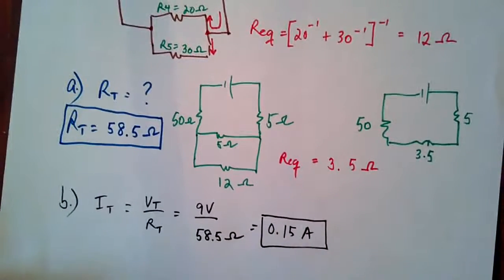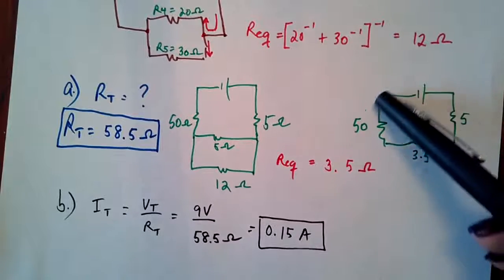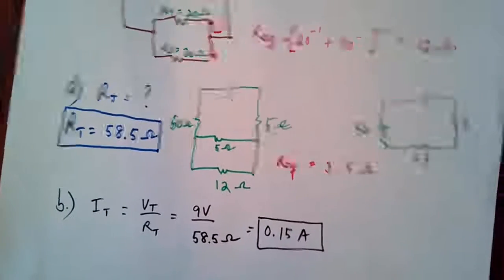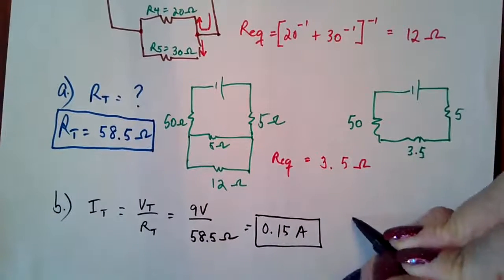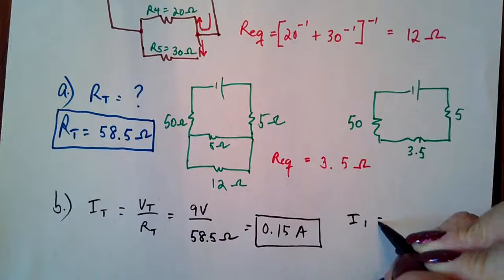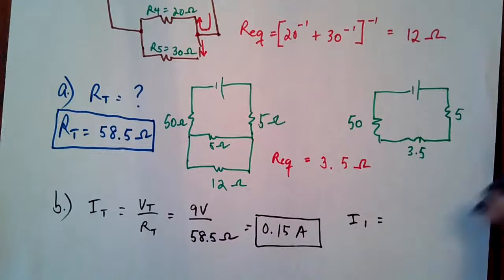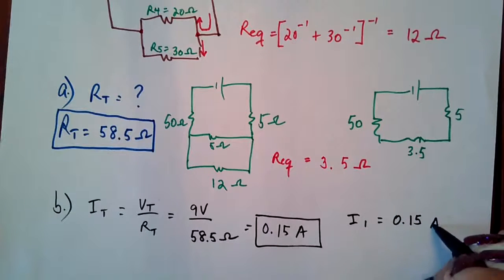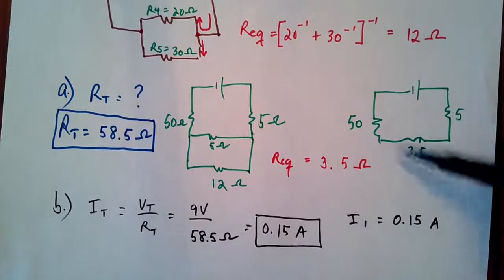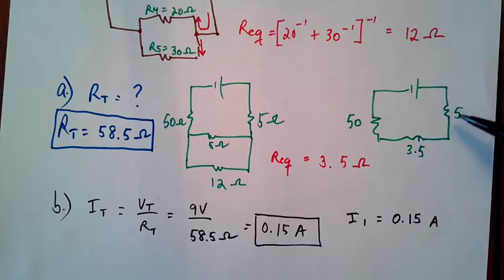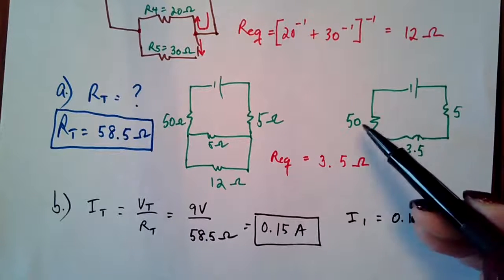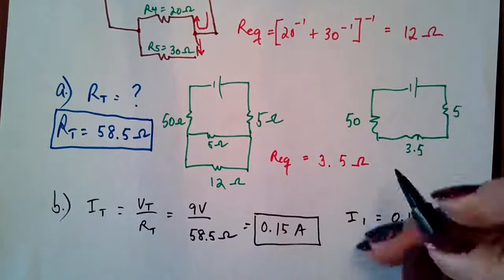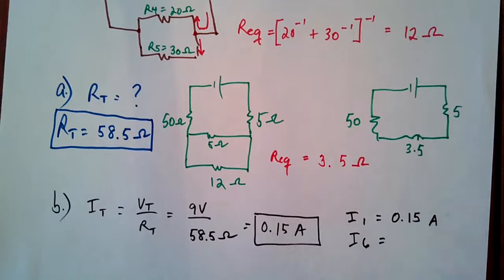Now let's go back to the simplified diagram here. You know that the R1, so right now we can be certain that I1 right here is going to receive exactly the same current as the total current because it is in series with the battery. The same with this 50 ohm. We call this one R6. So this will be I6. And this is as well going to get 0.15 amps of current.